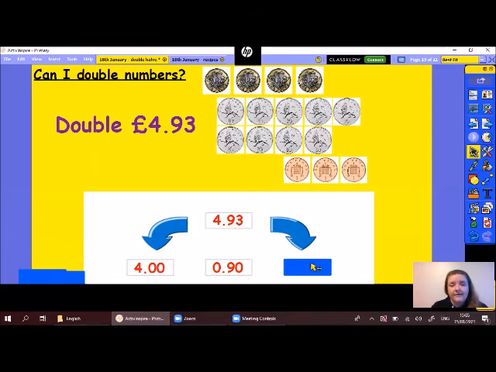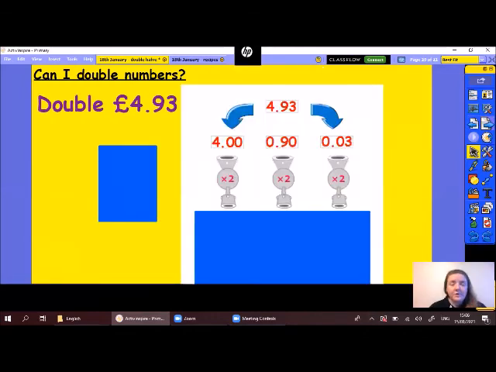Over here, we've got our 3 pence. But again, we've got no pounds in this section. We've got no 10p's in this section. We've just got 3p. So if you look at these 3 numbers, you'll see our £4, our 90p, and our 3p. So let's start doubling. Pause the video to work out the answer before I do.